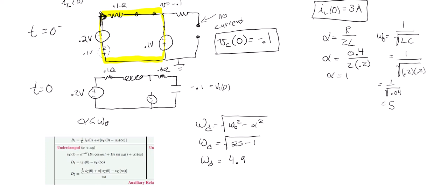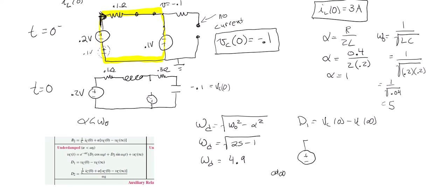Now, let's see, I need D1. D1 is VC at 0 minus VC at infinity. So I need to figure out what VC at infinity is going to be. So let's take a look at our circuit again and what it's going to look like at infinity. So I'm going to redraw it at infinity.